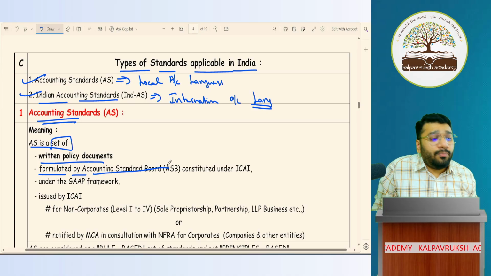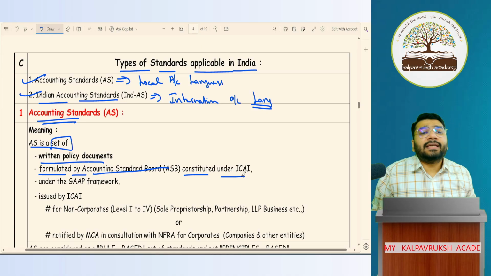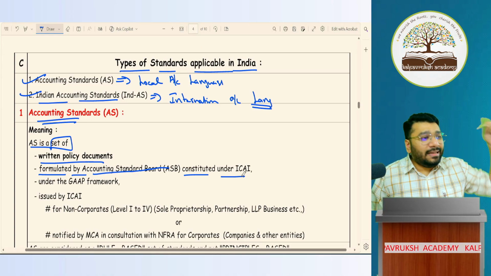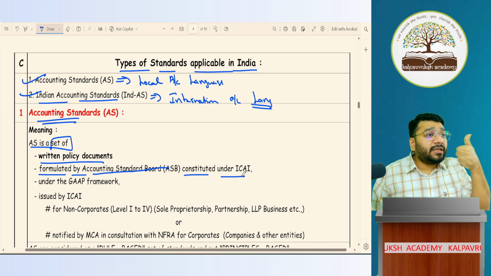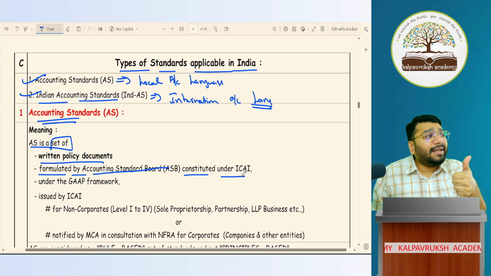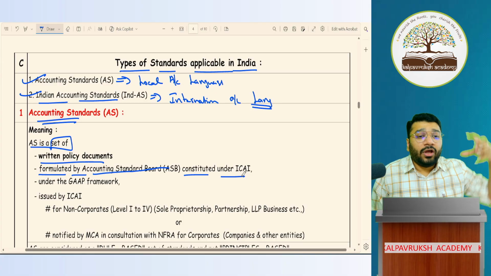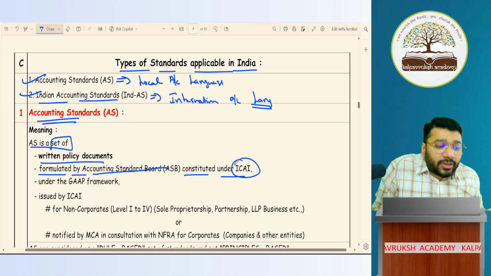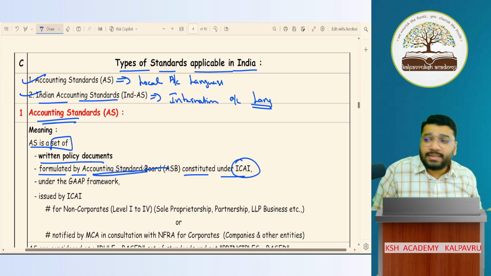This Accounting Standard Board is constituted under ICAI. So ICAI, being the premier accounting body in the country, has taken up the leadership role that we will come forward and help the country, government of India, to formulate a robust accounting standard. For this reason, ICAI constituted one board called Accounting Standard Board.